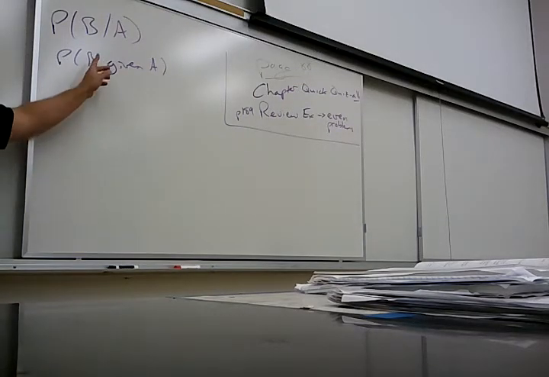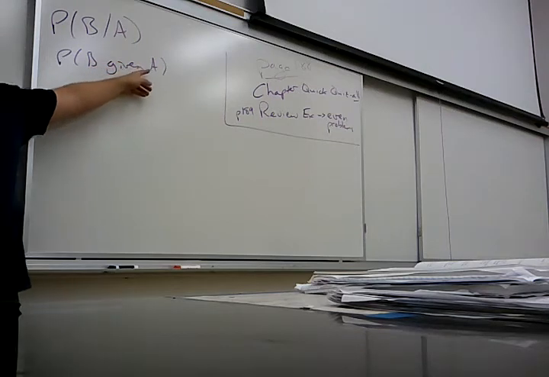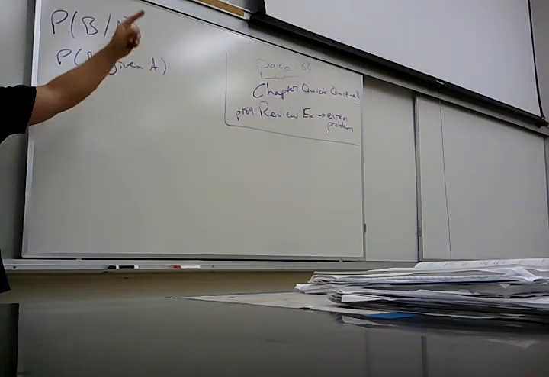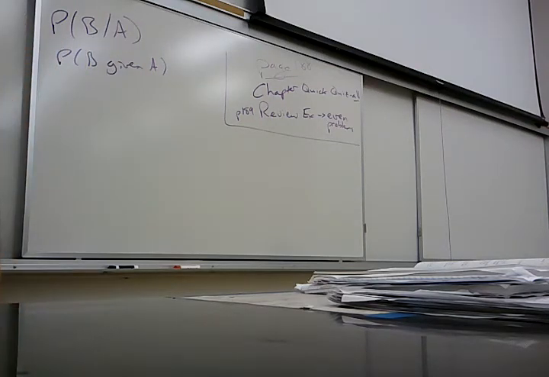Okay. So what does this mean physically? A has happened. What's probably B happening now? So that terminology given makes sense. Given that A has happened, what's probably B is happening is going to happen now. Okay. Cool. Yeah. 1.